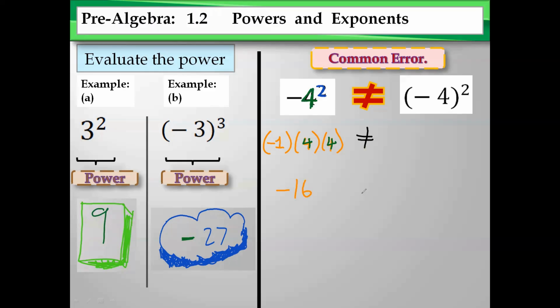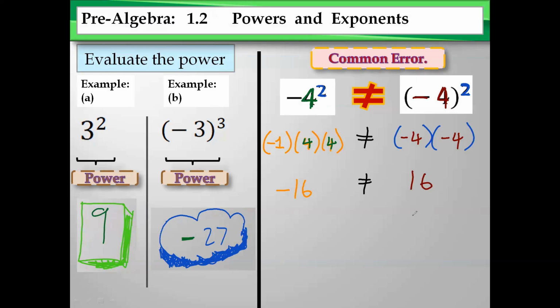Let's check out what's happening on the right. We do have a quantity squared, 2 sets of statements that are exactly the same that are multiplied together. However, on the inside, we have a negative 4 because of the parentheses. So we have negative 4 times negative 4. This would give us positive 16.